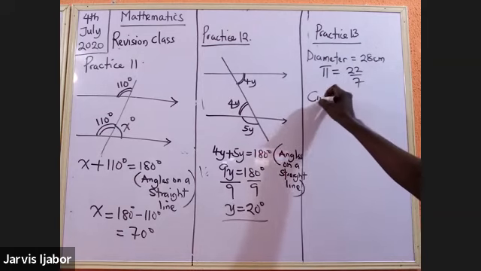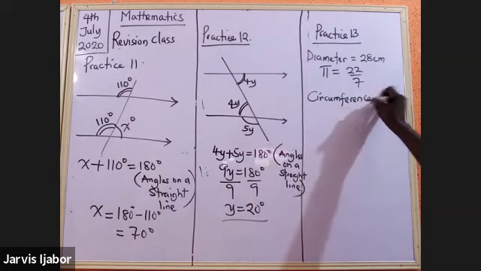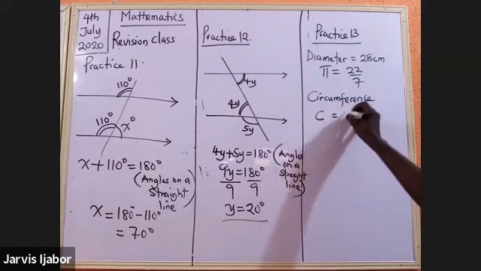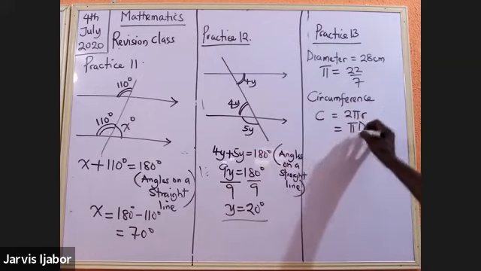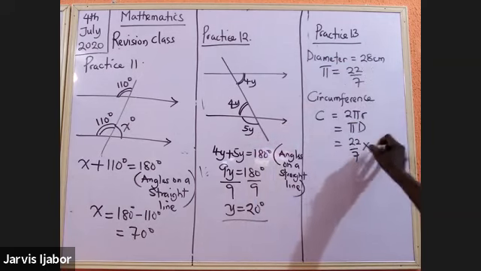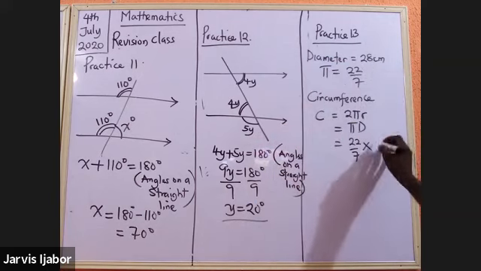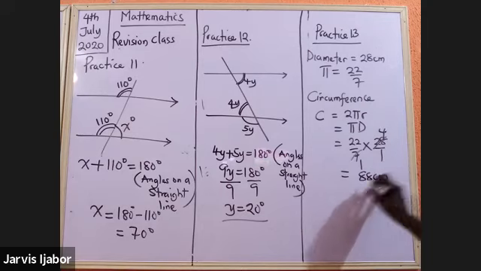So circumference, which is C, will be equal to what? 2 pi r or pi d. In this case, we are given pi and d. And that will give you 88 centimeters. So the circumference is now what? 88 centimeters.